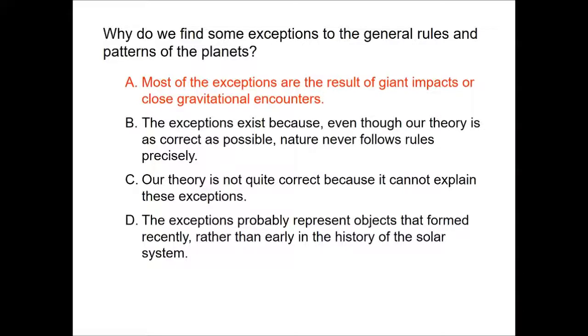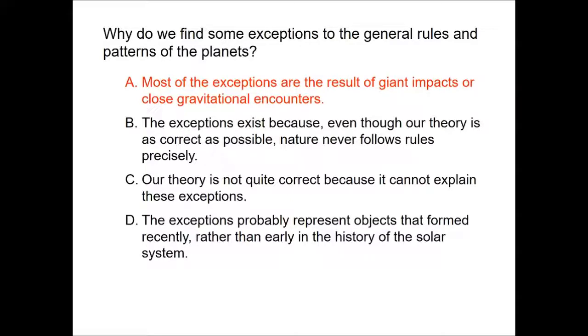If you go over the other options, we can see why they're wrong. B says the exceptions exist because even though our theory is correct as possible, nature never follows rules precisely. Well, that's completely false. In fact, science couldn't exist if that were true. Nature absolutely follows rules precisely. That's the whole reason why we can study this stuff: predictability. So B is completely false.